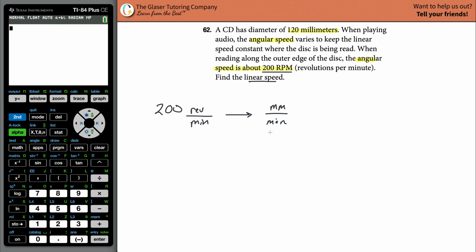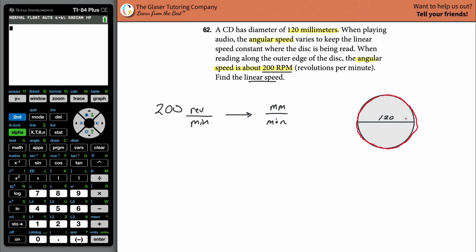So consider this. You have a circle, a disc. You know the diameter of that disc is going to be 120 millimeters. I'm not going to keep writing the units. Everything's going to be in terms of millimeters. Knowing the diameter, we can find what's known as the circumference. That's the length of the outer edge.